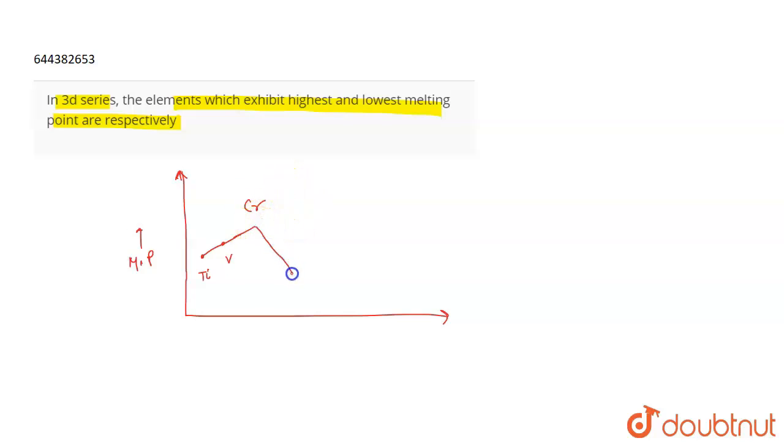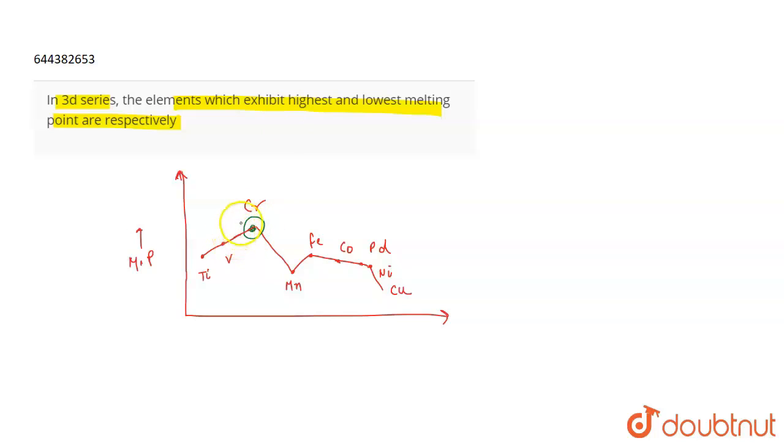Then we have manganese, then iron, and then cobalt over here, somewhere over here. Then we have palladium, and somewhere here we have nickel. Here we have palladium, here we have nickel. Then somewhere here we have copper. So if we look at this curve, we know that the highest melting point is exhibited by chromium.